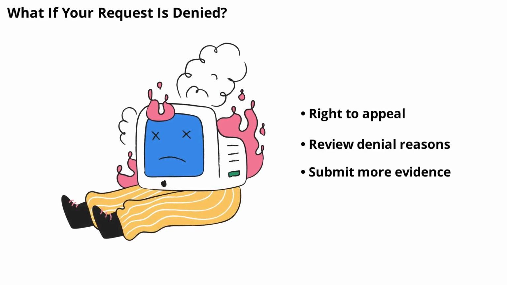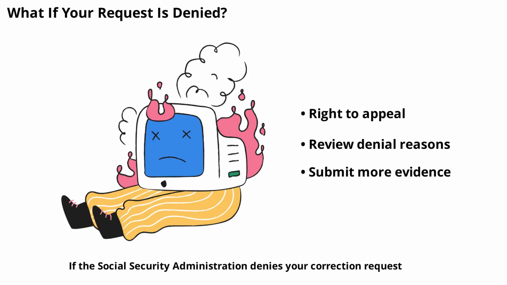If the Social Security Administration denies your correction request, don't panic. You have the right to appeal their decision. Review the denial letter carefully to understand the reason. Sometimes, providing additional evidence or clarification can resolve the issue. Follow the appeal instructions provided by the SSA and submit any requested documents promptly.